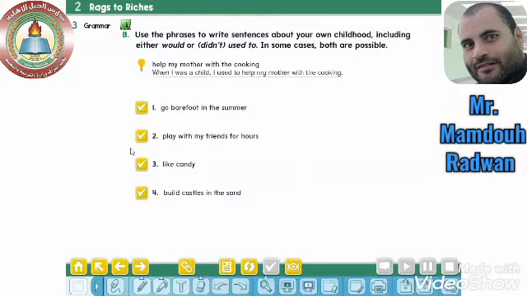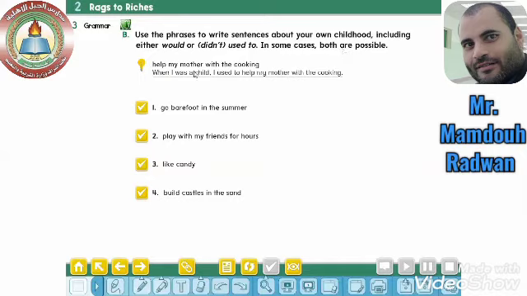In that exercise, as you see, my dear students, you have to use the phrases to write sentences about your own childhood. So here you are free to talk about anything, but you have to include in your sentences either would or didn't use to. In some cases, both are possible. When you talk about your childhood, you talk about past actions or past situations. When you talk about habitual actions, you can use used to or would. But when you talk about past situations, you can only use, yes, very good, used to.